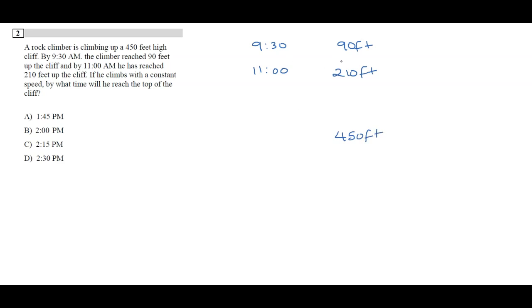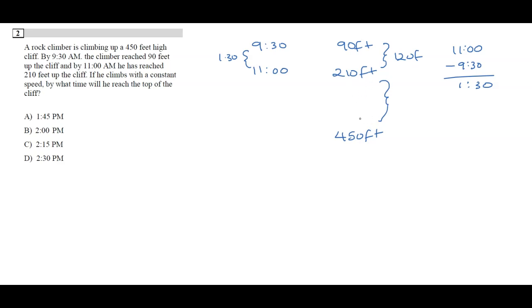So what we need to look at here is how much time has elapsed and how much distance was covered. If you subtract 9:30 a.m. from 11 a.m., you get 1 hour 30 minutes. So you have 1 hour 30 minutes and you have 120 feet right here. Now let's find out how many feet are left.